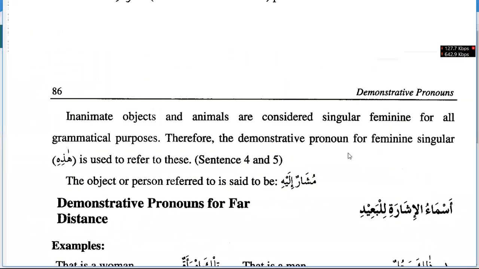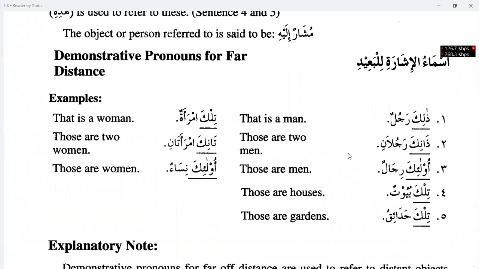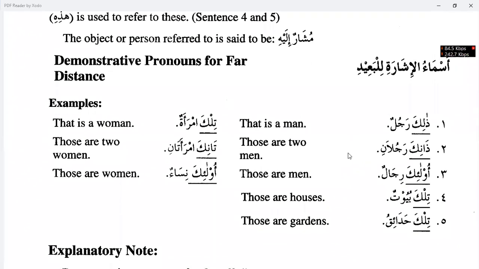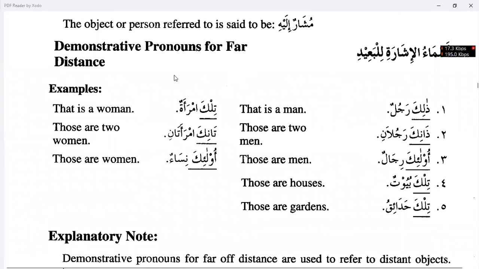Okay. Next student. Sir, ghair aqil. Yes, ghair aqil, non-intelligent, irrational. Rizwana, read the next one.